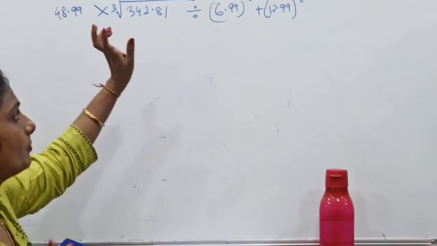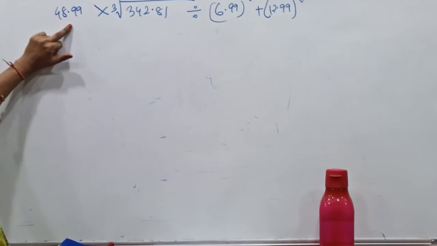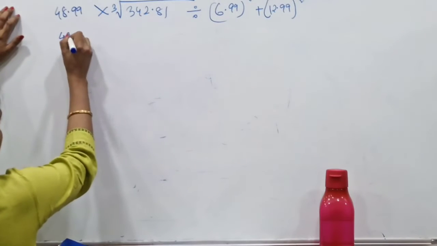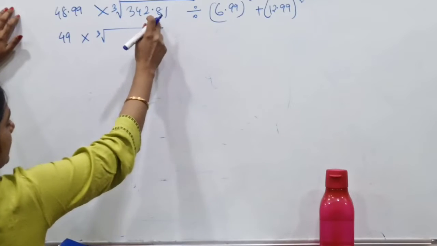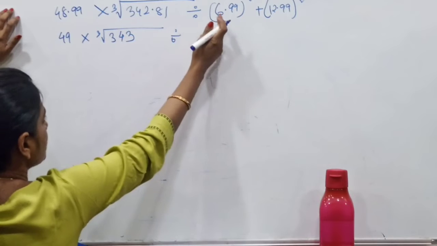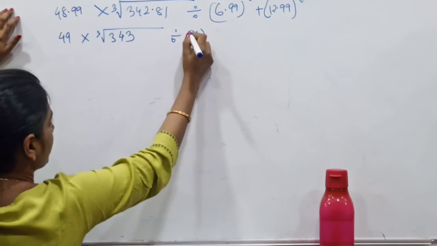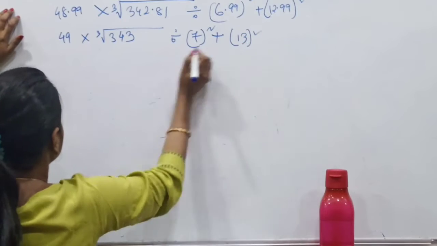So first of all, before solving these things, we will first of all round it off. So 48.99 becomes 49. 342.8 becomes 343. Divided by 6.9, it becomes 7. And 12.9 becomes 13.